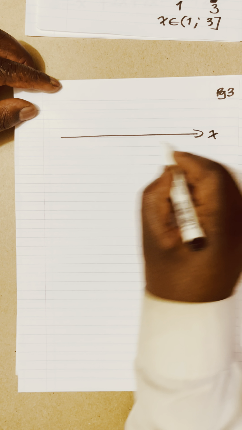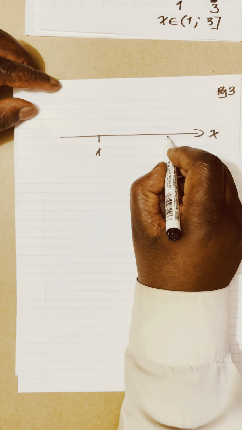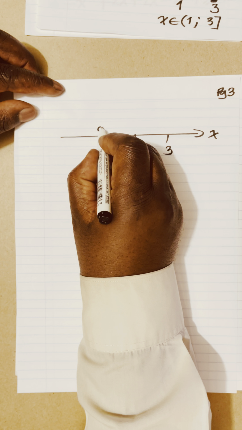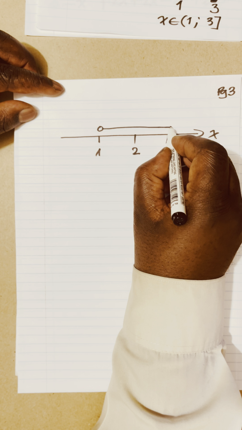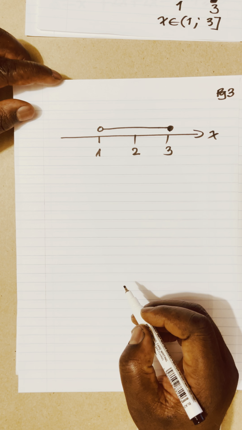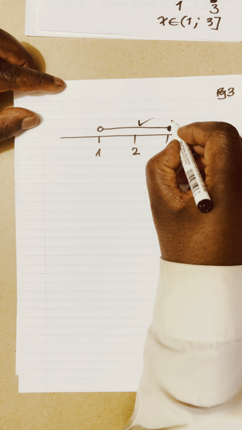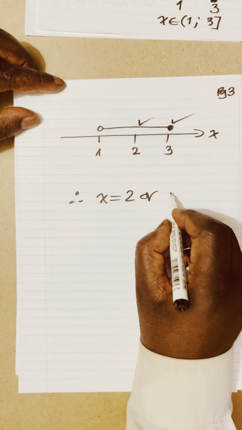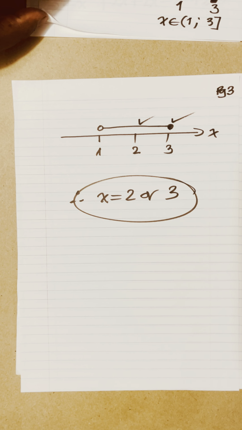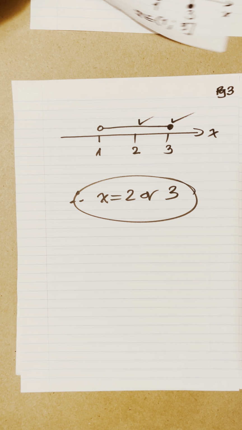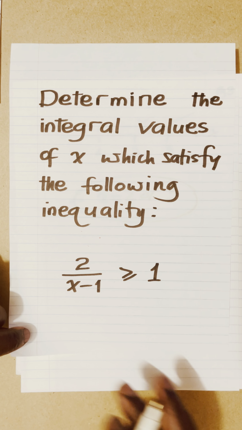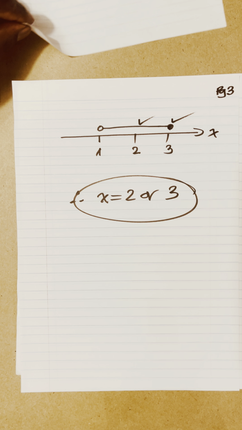There's your x-axis. We're interested in from 1 up to 3. Notice there's a number 2 in between there. Since we're interested in integral values, open circle, closed circle there. And the two integers that satisfy this inequality are just 2 and 3. So therefore, we are saying x is equal to 2 or 3. Remember, the question says, determine the integral values of x which satisfy the following inequality. There are only two, a 2 and a 3.